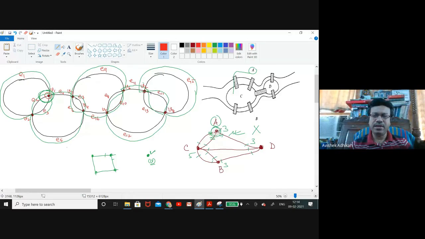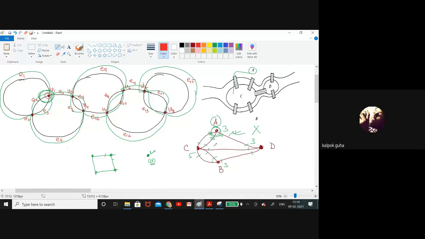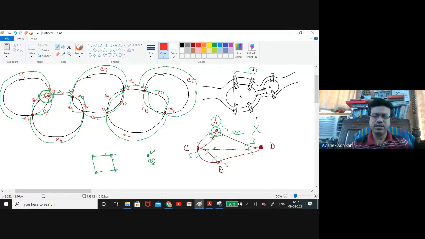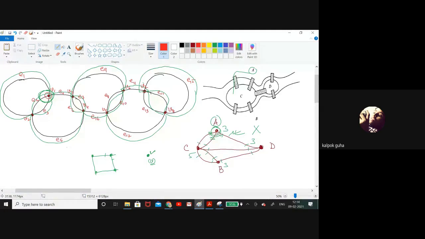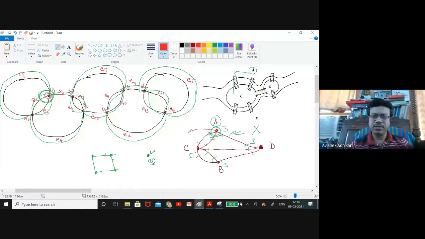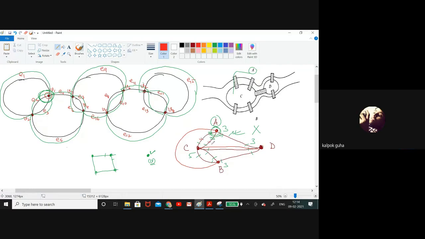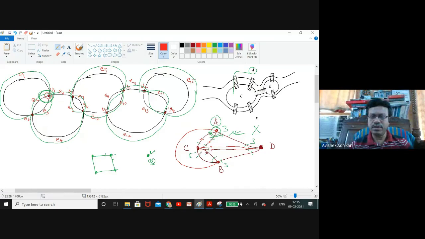So from A, the degree is 3, and this degree is also 3. So one edge may be this, and these degrees you need to increase. Now the degree of C becomes 1, 2, 3, 4, 5, and 6, so an even number. The degree of A becomes 1, 2, 3, and 4. The degree of B becomes 1, 2, 3, and 4. And the degree of D becomes 1, 2, 3, and 4.